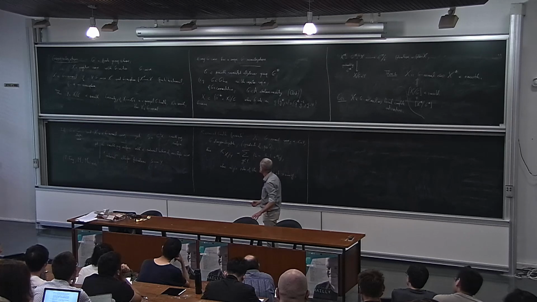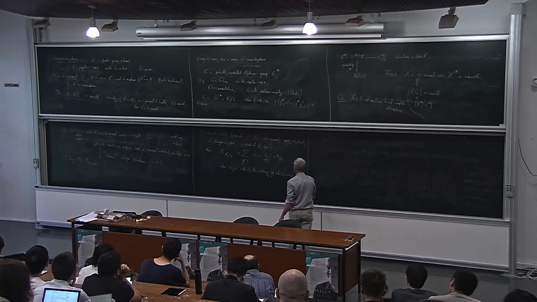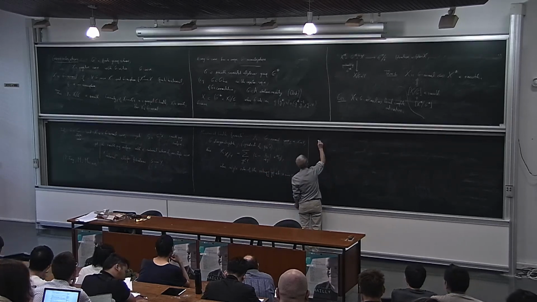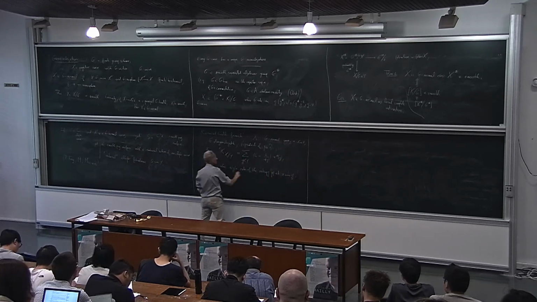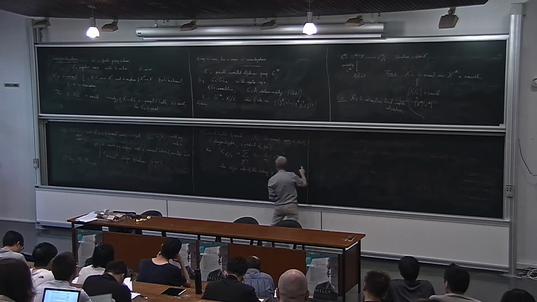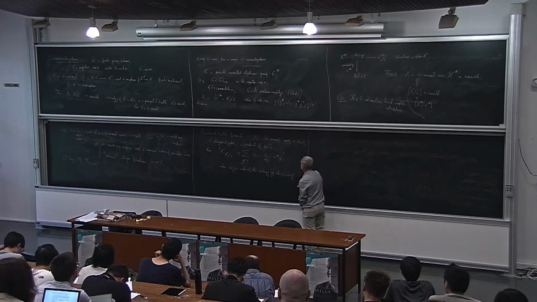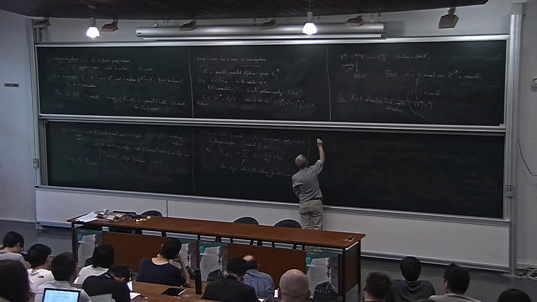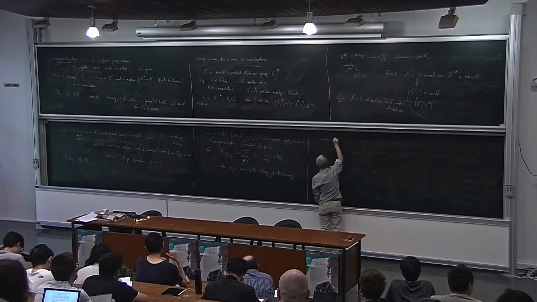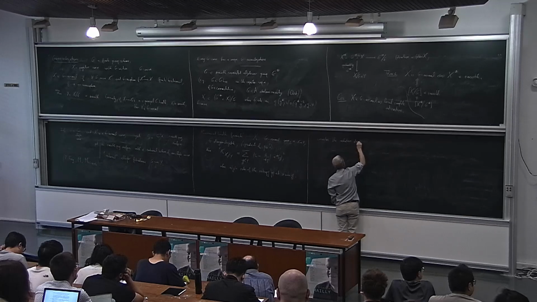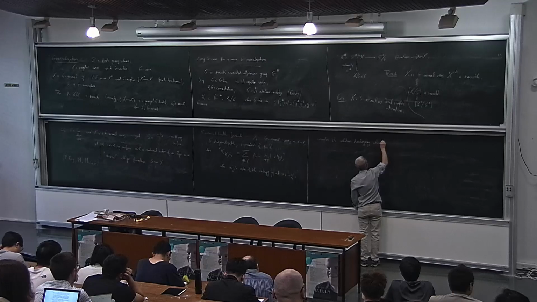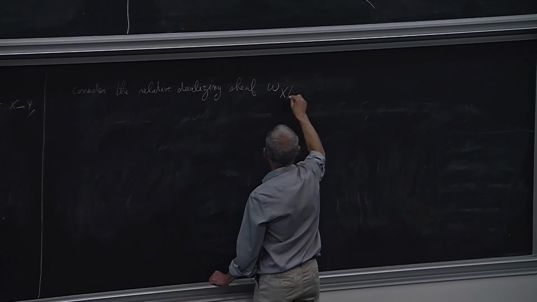And the only way I can work with this is to put it in quotation marks and define correctly the object. So, consider the relative dualizing sheaf, omega X mod Y.